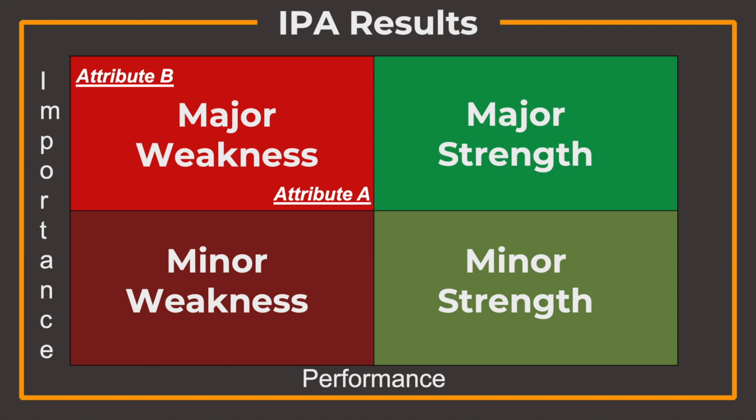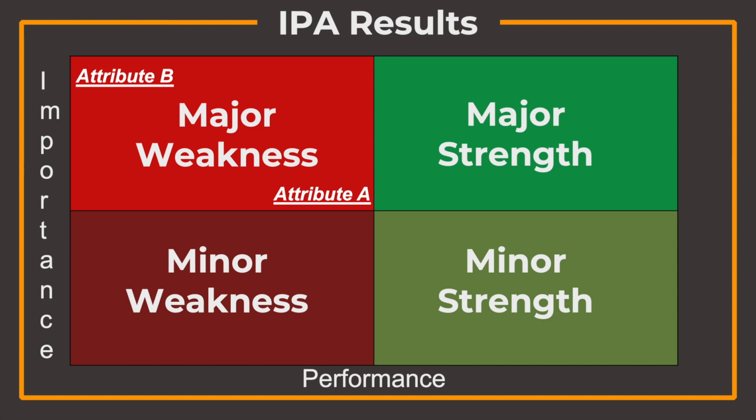We've got two attributes, attribute A and attribute B. Both are classified as major weaknesses, right? But it's obvious to see that attribute B is a much more extreme major weakness than attribute A, because it's way worse in importance and it's much more important. But this classification would kind of put them in the same boat, so to speak. So these are some of the limitations.